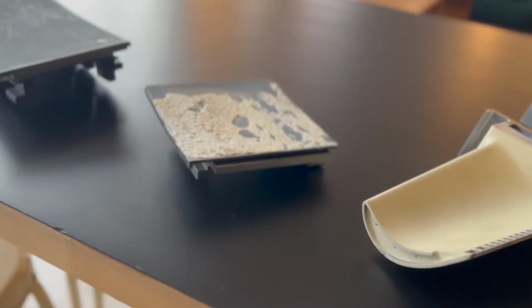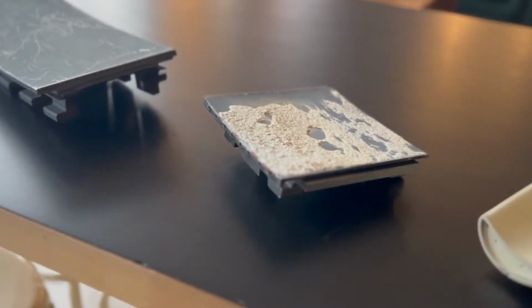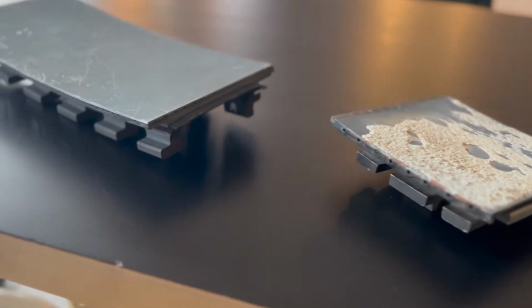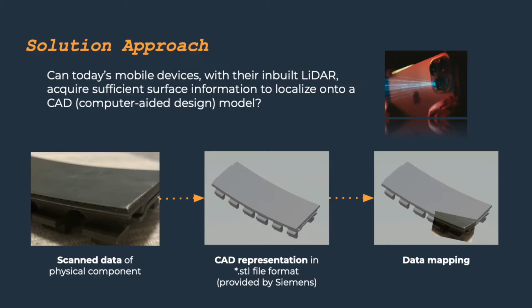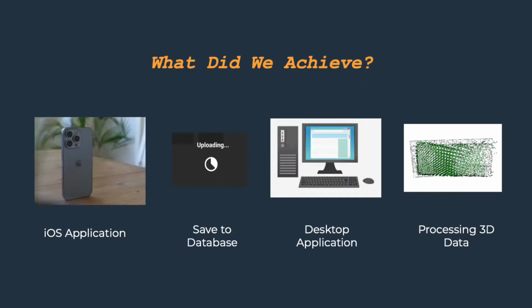Siemens provided us these physical components so that we can develop and test our software. We scanned the physical components and a provided computer-aided design model to see if today's technologies are accurate enough to provide a good mapping. We completed the following: an iOS application, which then uploaded files to a database, connection to a desktop application, and 3D data processing.